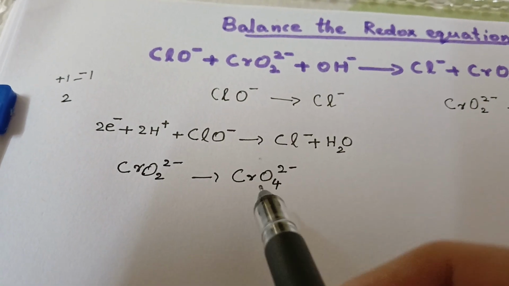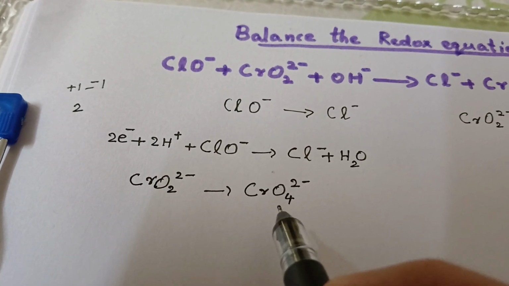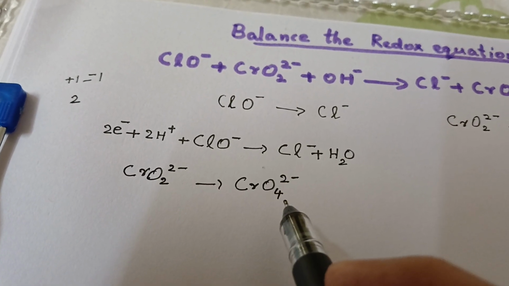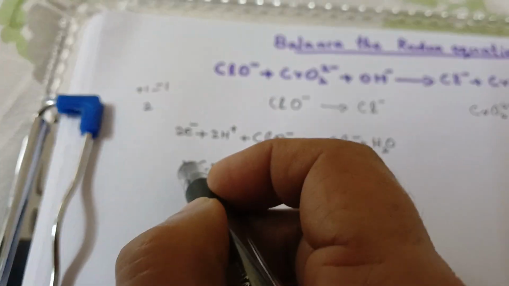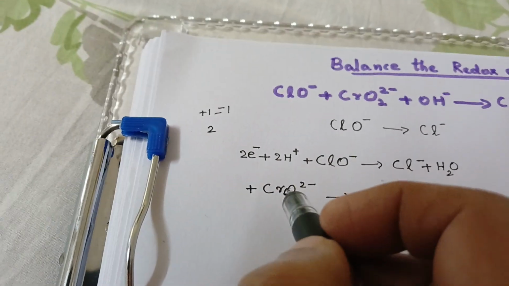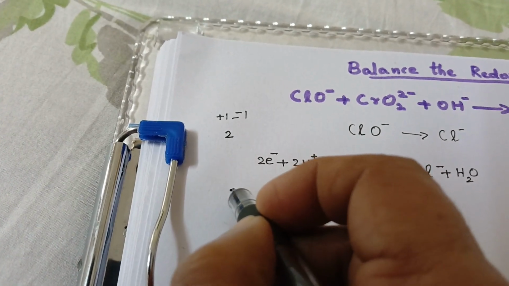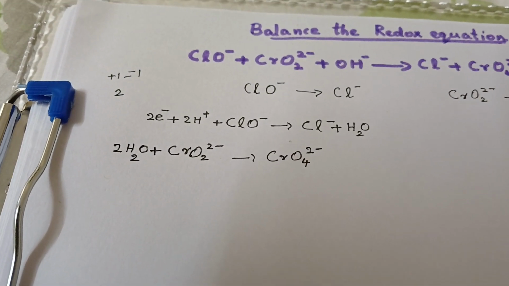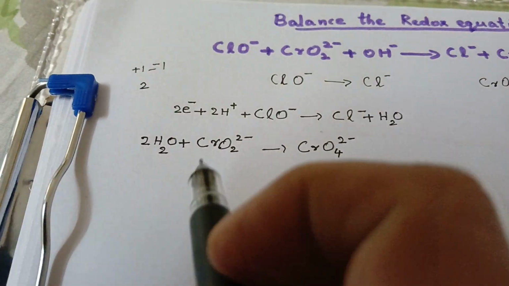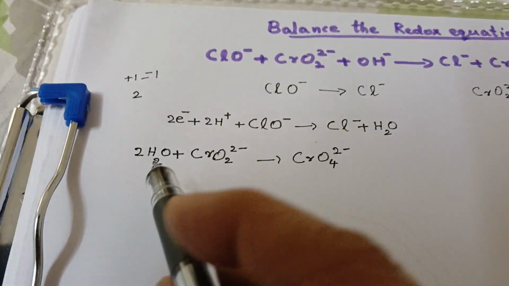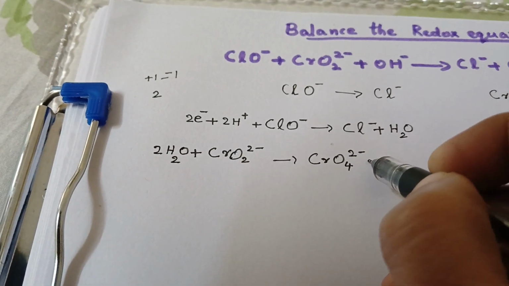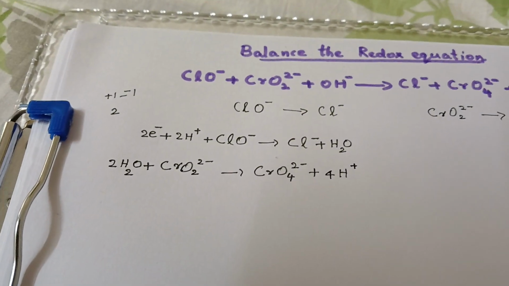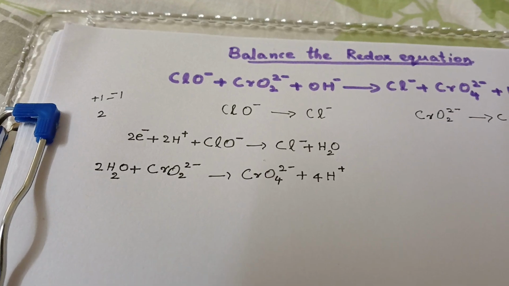So here, chromium atoms are balanced, but 2 oxygen atoms on the left hand side and 4 on the right hand side. So to make the number of oxygens the same, we have to add 2 more oxygen atoms here, that is by adding 2 molecules of water, 2 H2O. Now oxygens are balanced. Hydrogens, 2 into 2, 4 hydrogens on the left hand side. No hydrogen on the right hand side. So let us add 4 H plus ions on the right hand side. So atoms are all balanced.